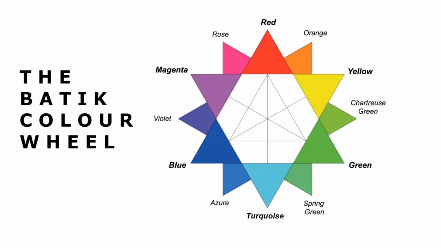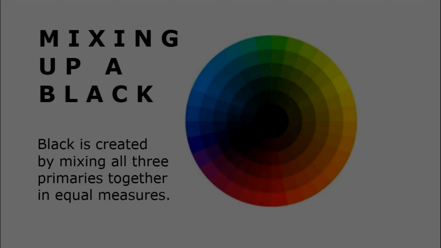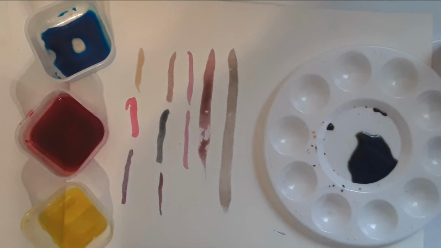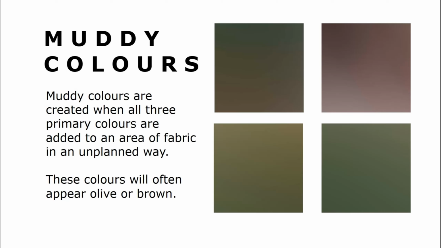Adding any two primaries together will always make a strong and clean colour. However, as I've already covered, if you mix all three primaries together in equal amounts, you will create a strong, good black. And the blacks that you buy are made the same way. However, if you mix these three primaries in unequal amounts, then you will create muddy colours. And for some reason with me, they always seem to look olivey.